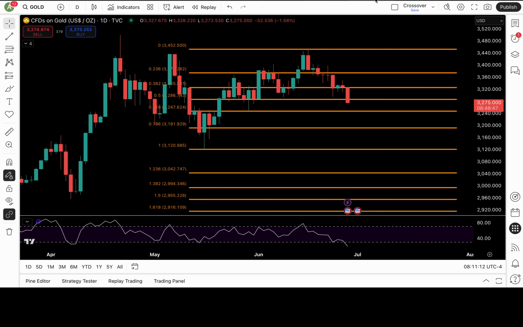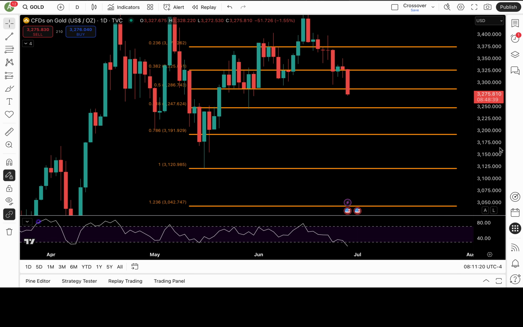And last but not least, here is gold. Gold's looking bearish right now. This morning it rejected from my 38.2 fib level, which is around 3,325. Rejected. It's also breaking down my next fib level at 3,286. As long as it's below 32.86, I am bearish on gold, and I do favor more downside with 32.47, 31.91, and 31.20 all in play.